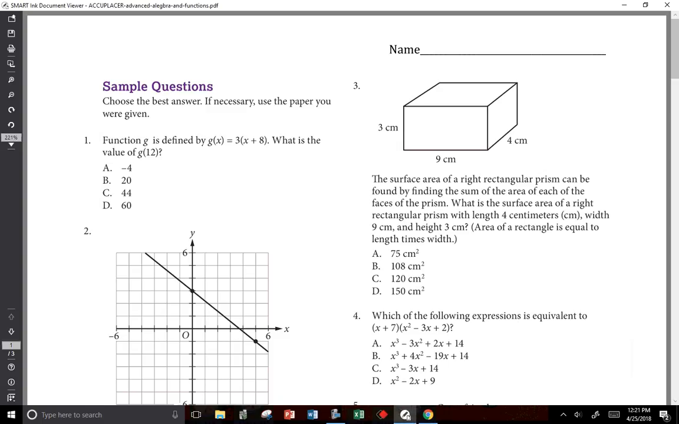Number 1, function g is defined by g of x is equal to 3 times x plus 8. What is the value of g of 12? What does that tell us to do? Plug 12 in for x. So we have g of 12 equals 3 times 12 plus 8.